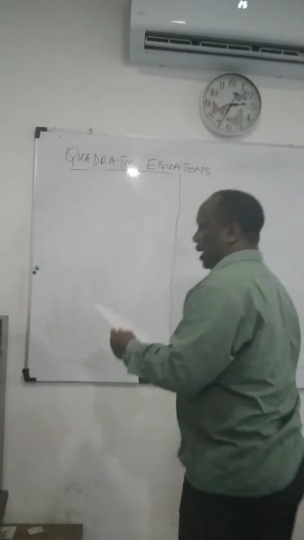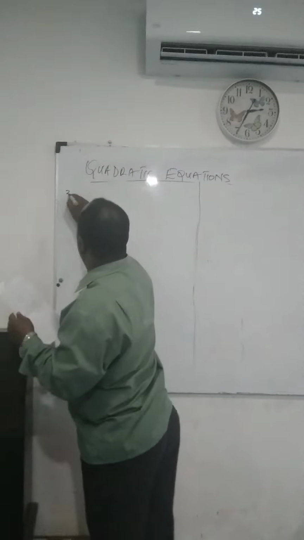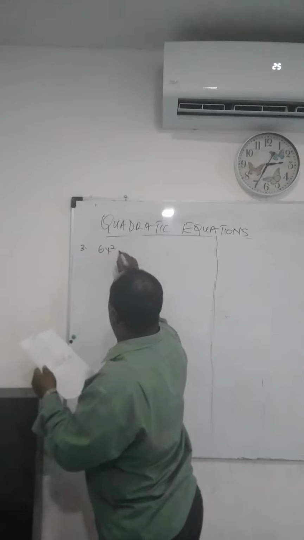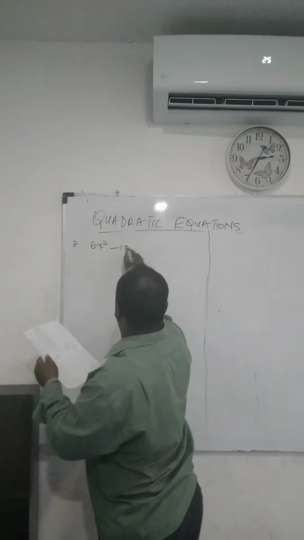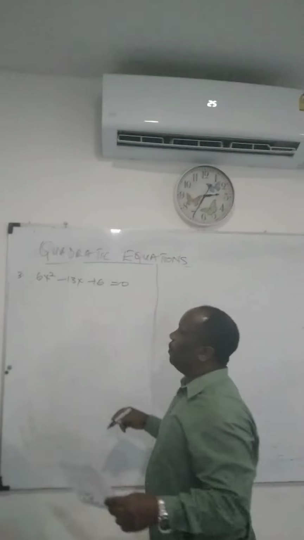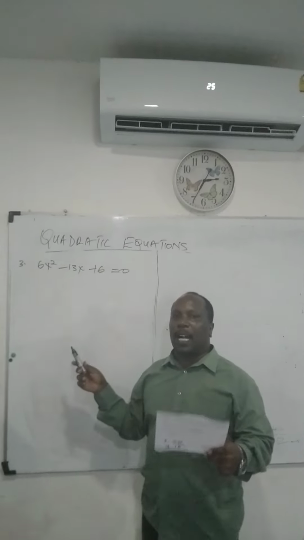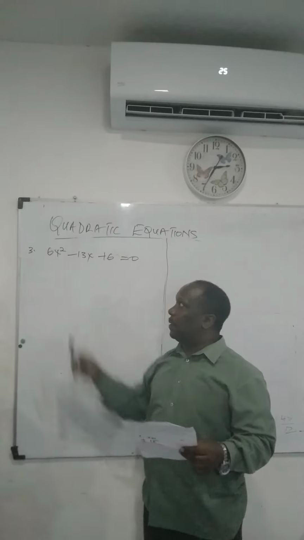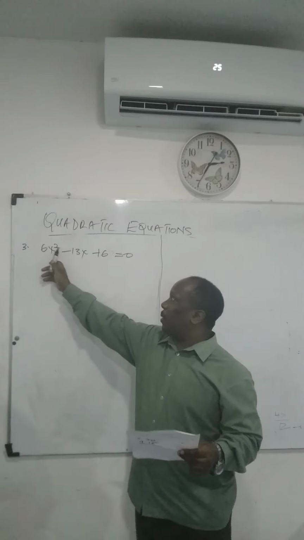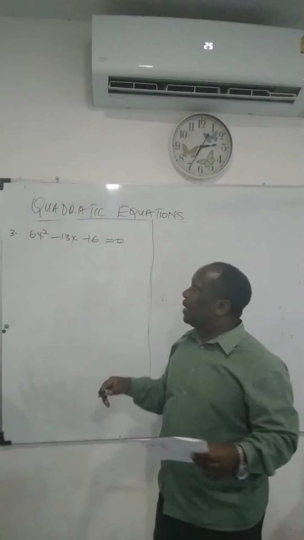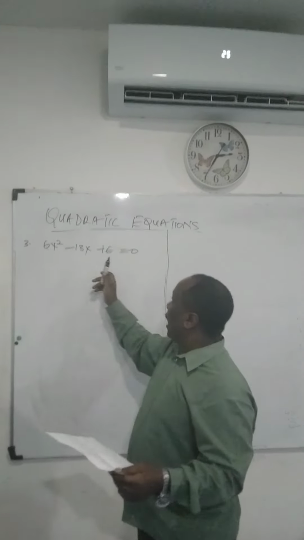And here I'm going to give another one of a unique kind. Here, number 3. We are going to have 6x squared minus 13x plus 6 equals 0. Remember, in the first 2 examples, we have worked with the numbers when the x squared coefficient is 1. But this time around, the coefficient of x squared is 6. But the same case applies. This one is A and this one is C.